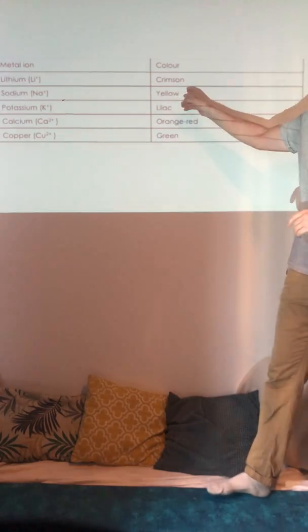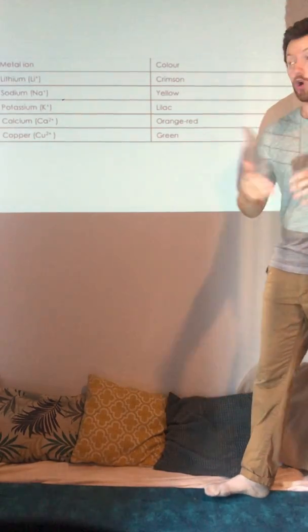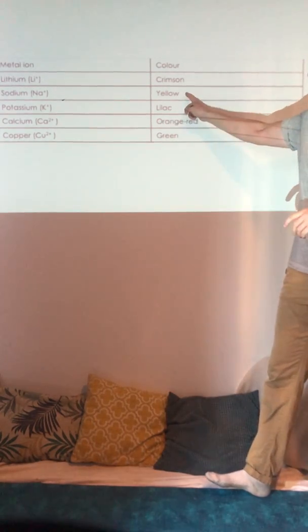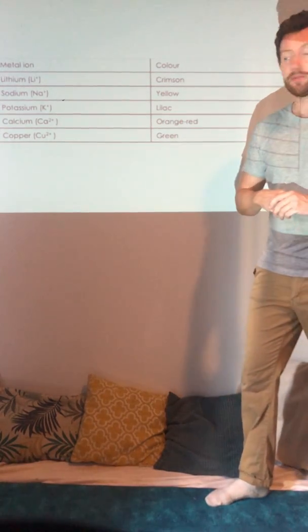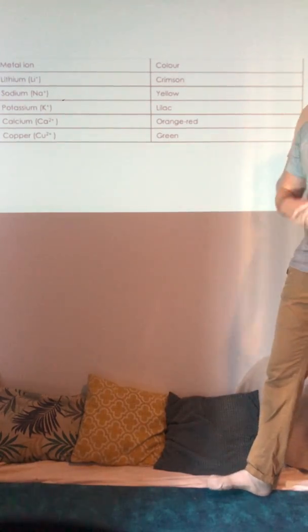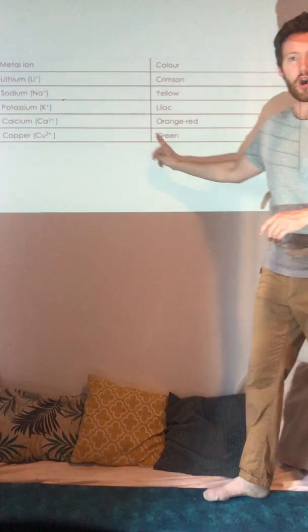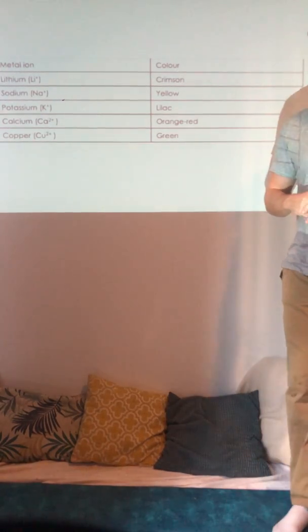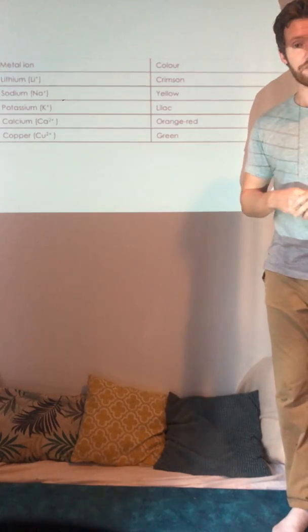So lithium is going to turn a crimson colour, like a reddy orange colour. The presence of sodium with our flame test, we're having a yellow. Potassium is lilac. Calcium is a similar orange reddy colour to our crimson, and copper turns a green colour. This is very important that you need to be able to talk about this information in your exam.